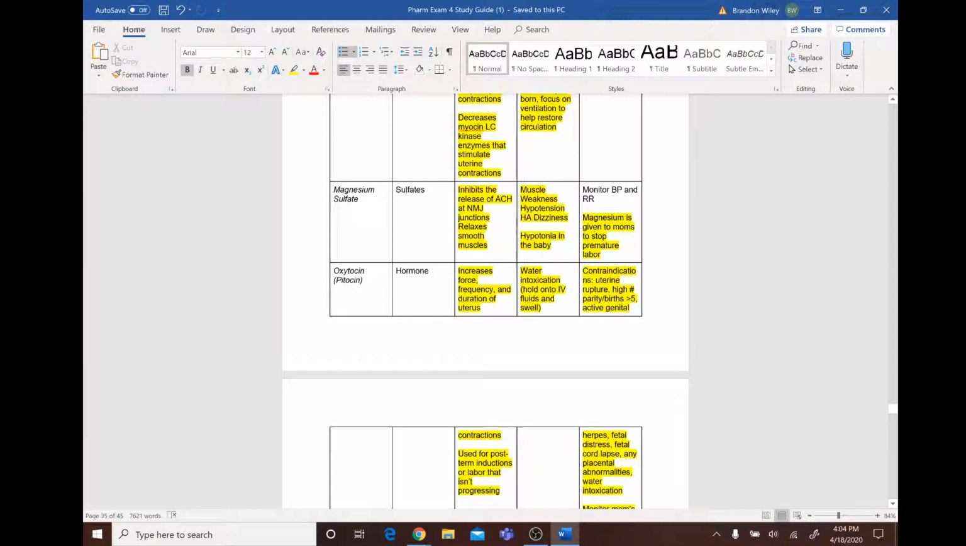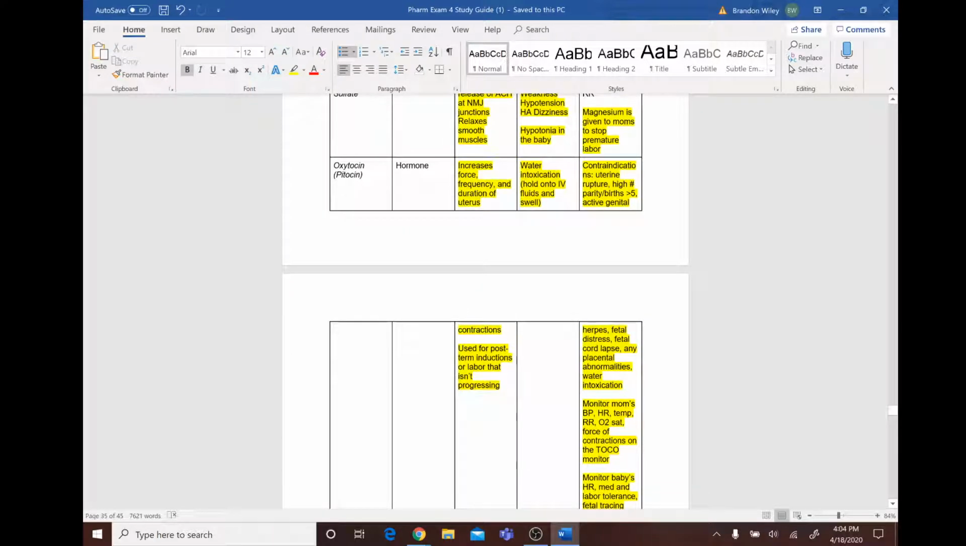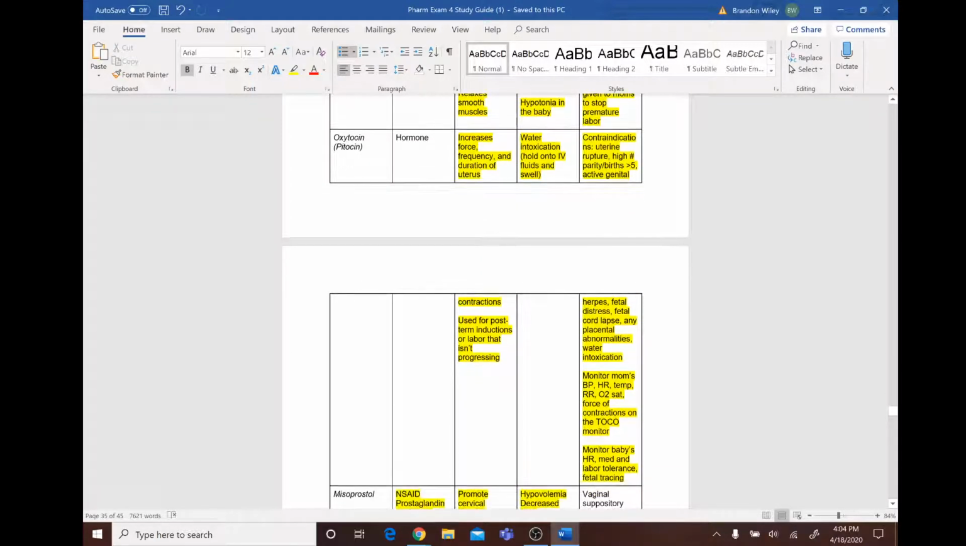Muscle weakness, hypertension, headache, dizziness, hypotonia in baby. What is magnesium used for? Stop premature labor. What is the mechanism of action of oxytocin or Pitocin? Increases force, frequency, and duration of uterine contractions. What is oxytocin or Pitocin used for?